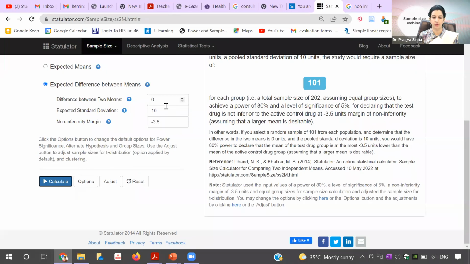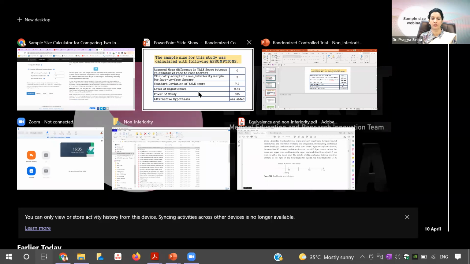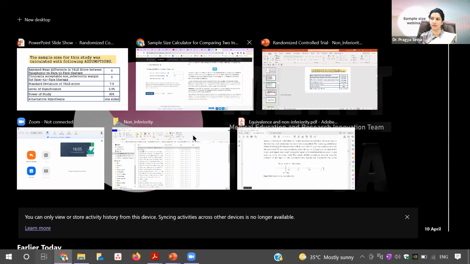So yes, 5 was what? It is 0. Expected standard deviation was 7.9. And this was 5. So it was 38. But remember, this alpha was, I guess, 2.5. Let me check. So yes, alpha, they have kept it at 2.5. So that 5% which you people did, that is okay, it is right.